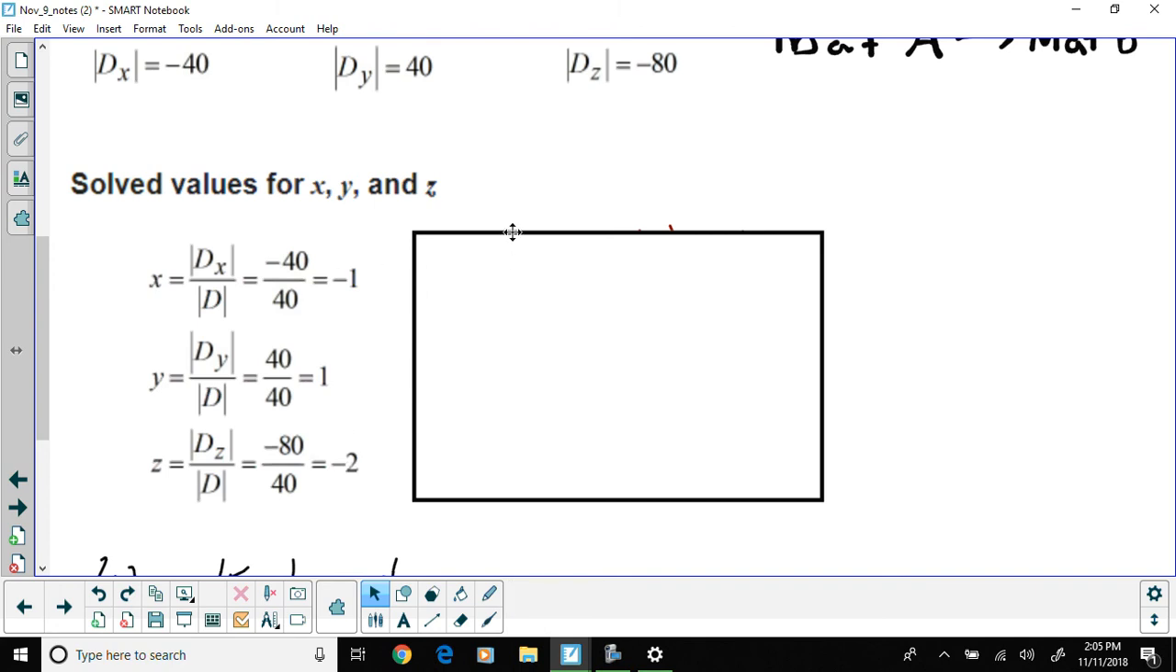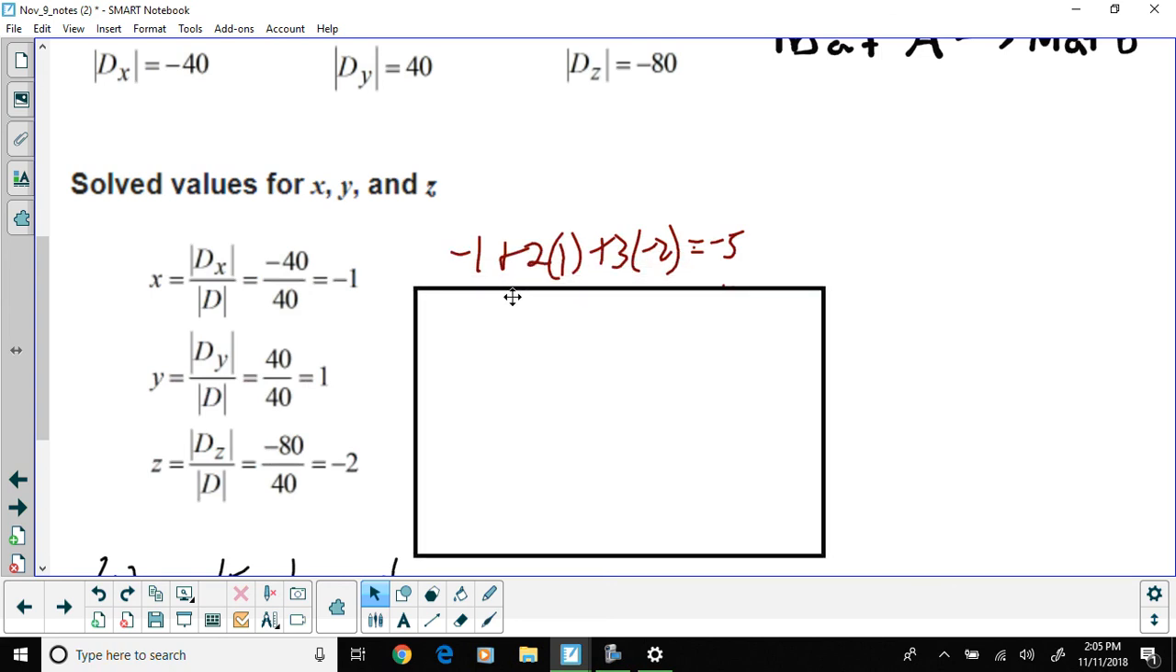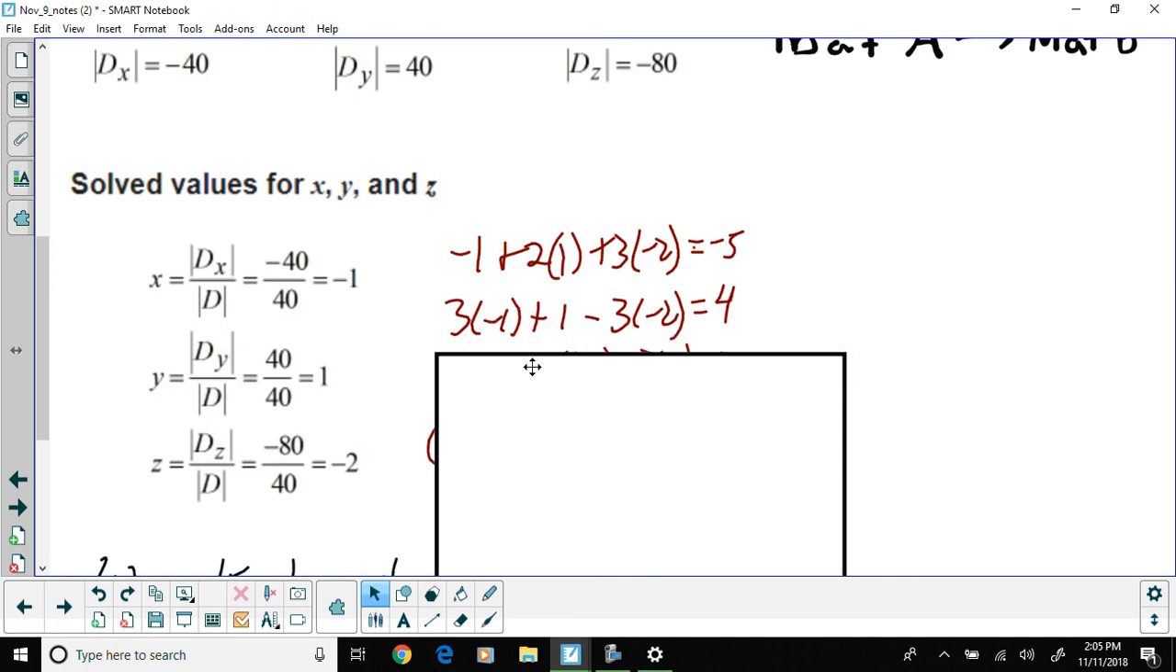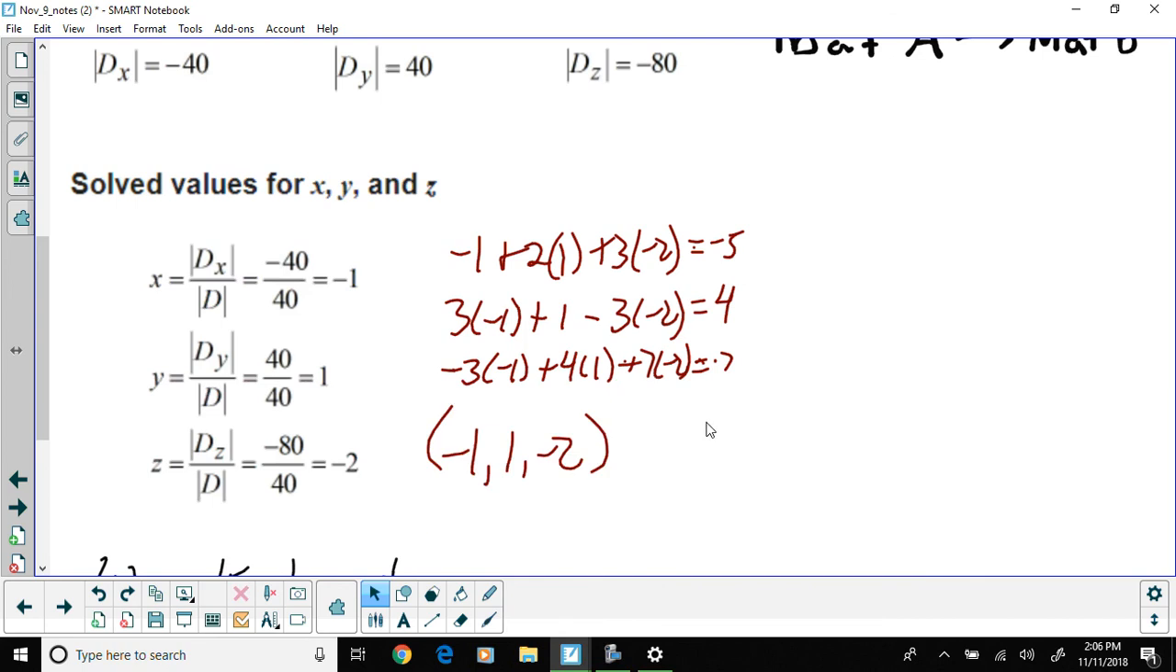So I'm going to do my check real easily. I'm going to put the negative 1, 1, and negative 2 in. So negative 1 plus 2 times 1 plus 3 times the negative 2. Yes, that equals negative 5. 3 times the negative 1 plus 1 minus 3 times the negative 2. Yes, that is 4. And then the last one: negative 3 times the negative 1 plus 4 times 1 plus 7 times the negative 2. Yes, that does equal negative 7. So that means negative 1, 1, negative 2 for x, y, z is my solution.